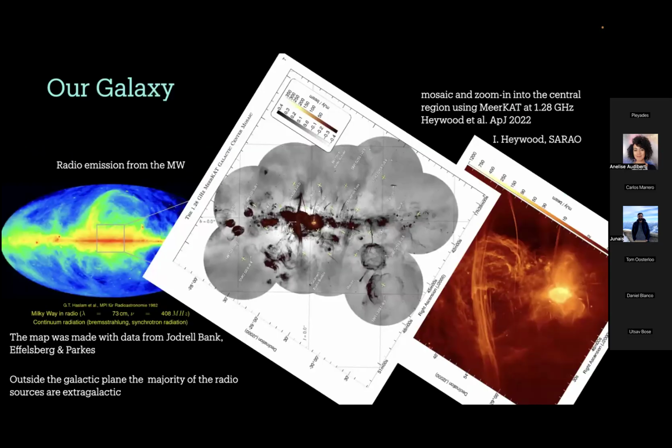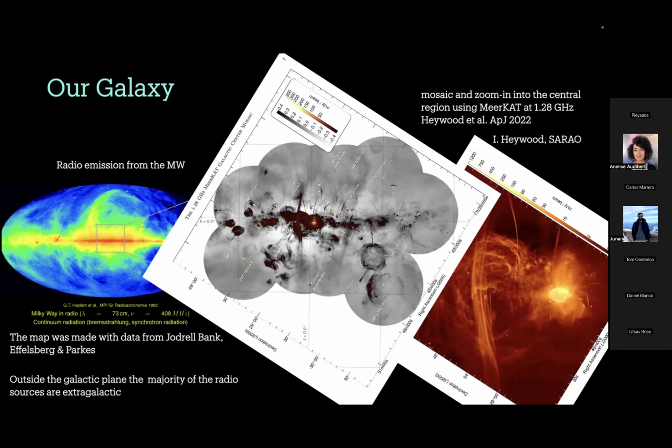So let me start from our galaxy. This is the old but still super important survey at 400 megahertz, so a low frequency, 70 centimeter wavelength, done with a single dish. So you cover the entire sky, north and south, and the dust lane, of course, the dust and galaxy disk, everything. That's good for some science.